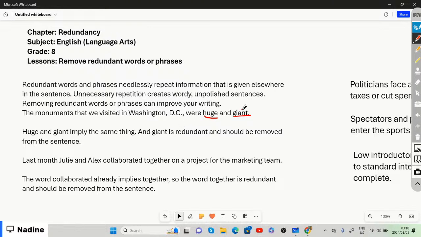But if we remove that redundant word, that repetitive word, that word that is being repeated, then we will have a proper sentence, which is: the monuments that we visited in Washington, D.C. were huge, period.